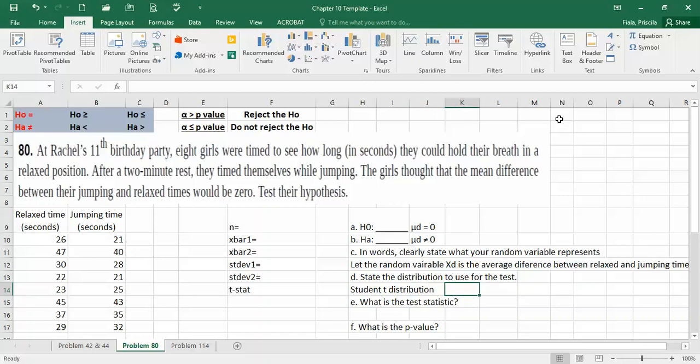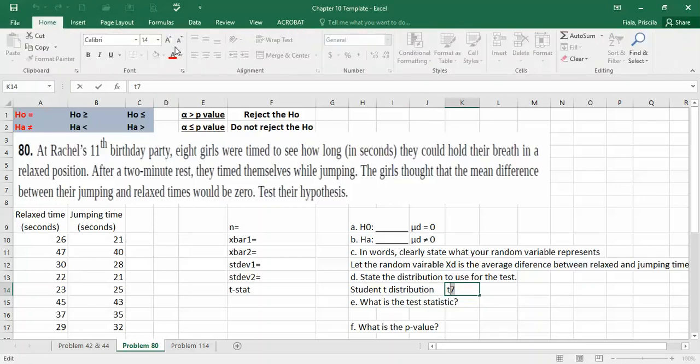Since your sample size is 8, then your degrees of freedom would be 8 minus 1, which is 7. I'm sorry, confusing you a little bit. Okay, there we go.